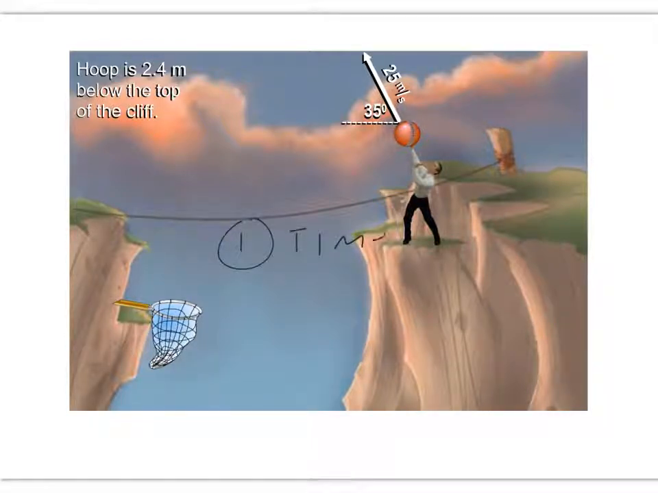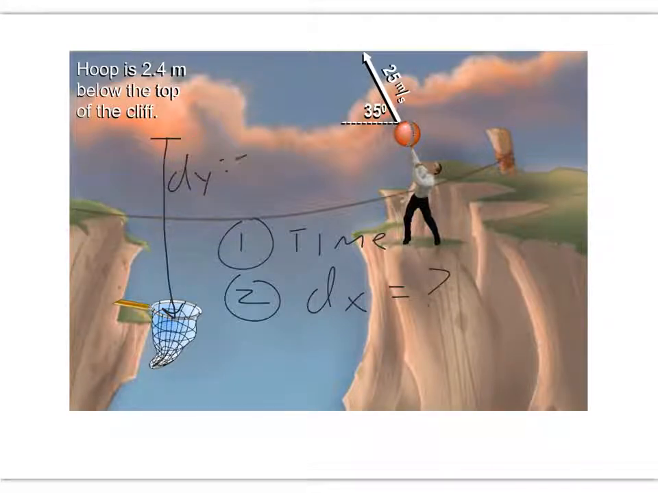how much time does it take for the ball to go from the student into the net? And then 2, how far away is the net from the student horizontally? Since we've got the vertical distance, now find the horizontal distance. When you're solving this, just remember that this dy here is negative 2.4 meters, because the ball is going to land 2.4 meters below where it was thrown.